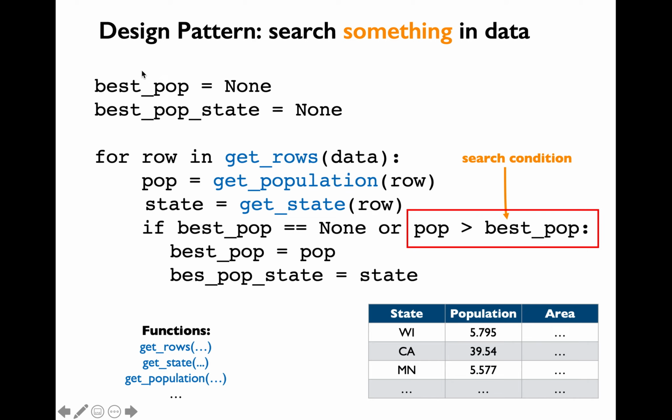We need to define two variables to keep track of the best population and the state corresponding to the best population over here. Let's assume that we have API functions for getting each row via the get_rows function, and the get_population function is going to return the current row's population. Similarly, the get_state function is going to return the current row's state.